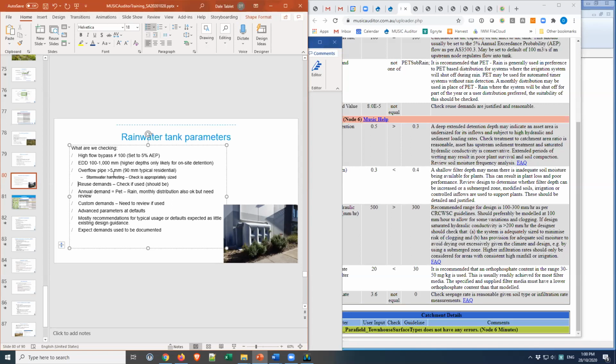It will flag if someone's using something unusual, like custom demands, to draw it to your attention. And again, it will check those advanced parameters are all at their defaults.